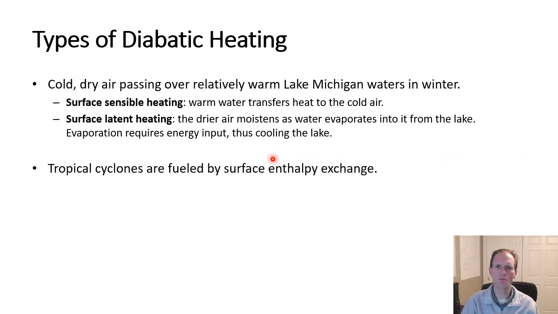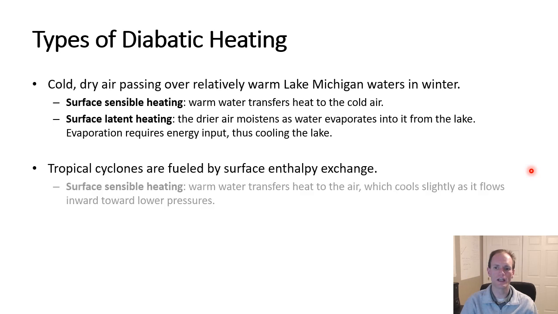But what about something more germane to the tropics? Tropical cyclones, tropical storms, and hurricanes. These are fueled by surface enthalpy exchange. This enthalpy exchange implies a diabatic heating process, and surface implies that it's happening at the surface as well, just like we saw in our lake example above. But what does this actually look like?